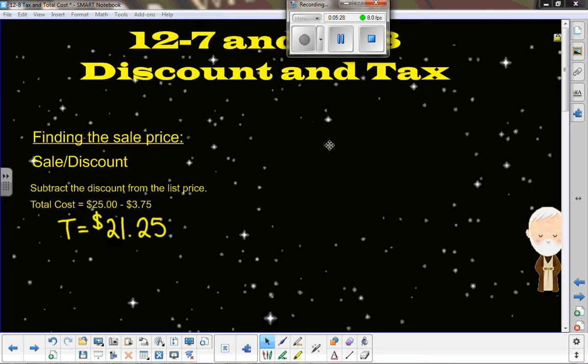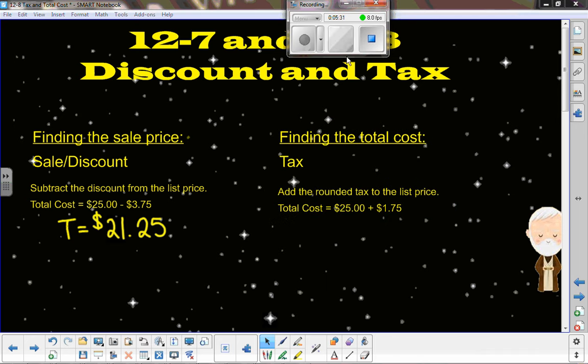Okay, so let's look at the other side of it now. Let's look at the tax side. So tax is the opposite. With the discount, we wanted to take away, right? We're taking off some value. That's why it's on sale. You're not going to add money if it's on sale. Tax, we want to add money to it, right? You're adding some extra cost to it. So we would take the tax and add it to the list price.